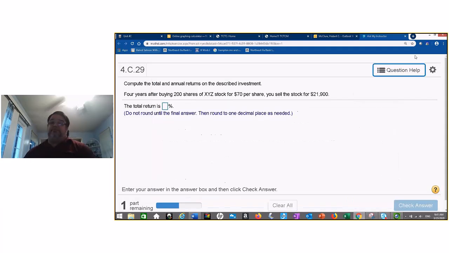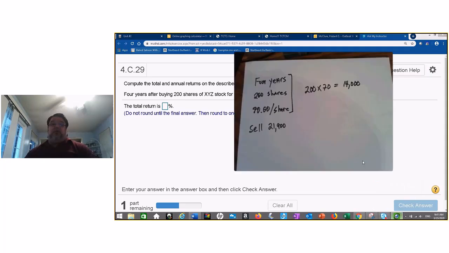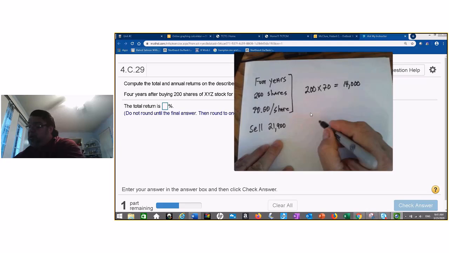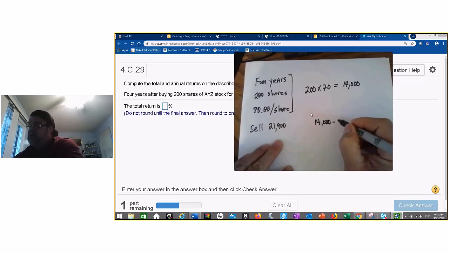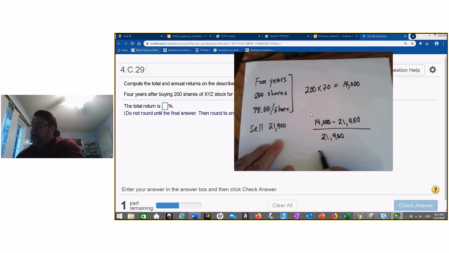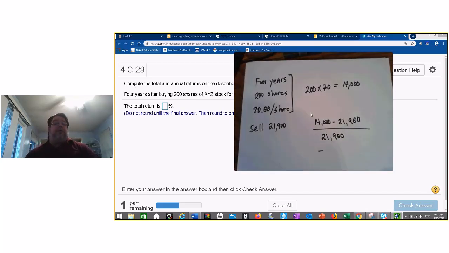So let's do that. Let me go back to the, okay, good, I can do this. All right, so that's going to be 14,000 minus 21,900 over 21,900. Somebody tell me what you get. We know it's going to be a negative. Somebody take 14,000 minus 21,900 and divide by 21,900 and multiply by 100. Well, they got the percent there. What does it come out to be?